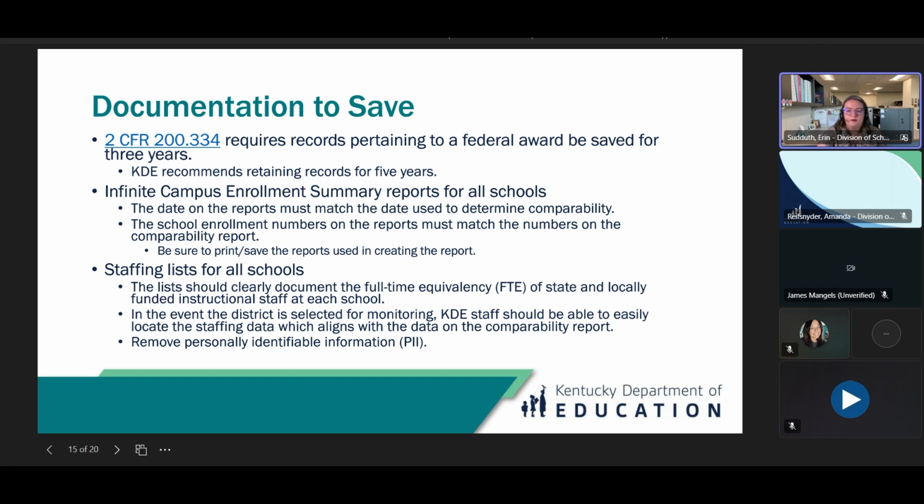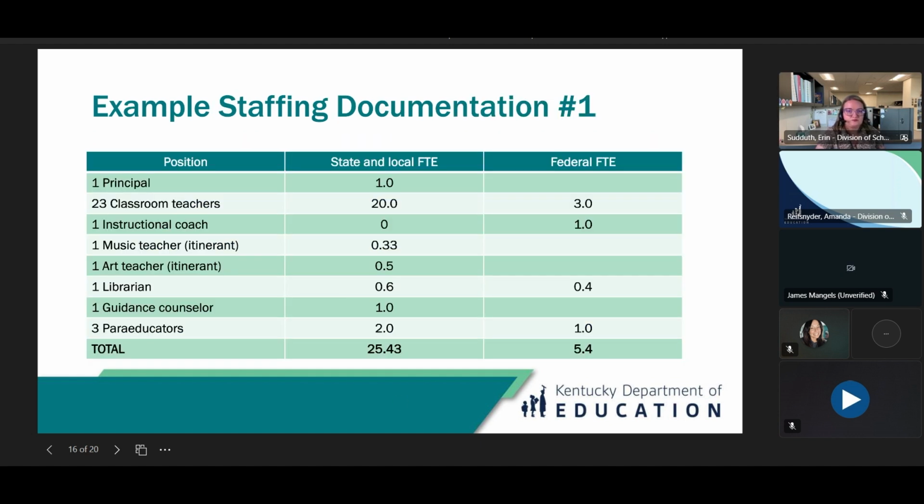So our next slides have 2 examples of staffing documentation, and we've seen a variety of methods for documenting staff FTE for comparability when we monitor, and these are just a couple of the ones we've seen that are very easy to read and understand. All right, here's our first example.